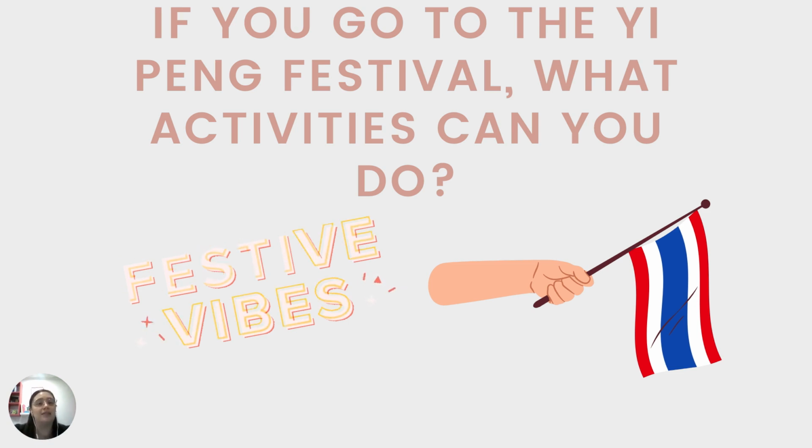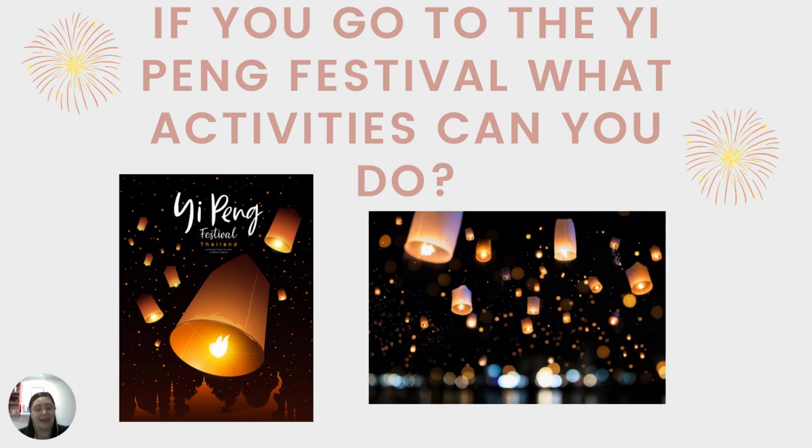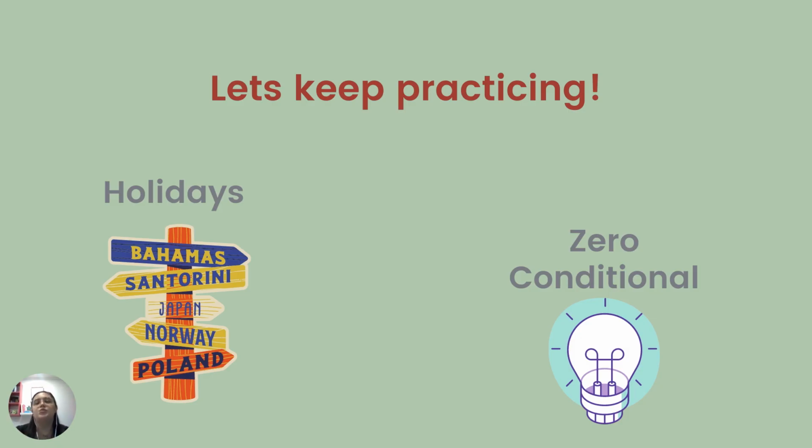Now, the second question. If you go to the Yipen festival, what activities can you do? Let's think about that for a few seconds. Great. Since we have been talking about holidays, celebrations, and festivals, if you go to the Yipen festival, you can see the floating lights and marry the Buddhism. That's correct. Okay, so since we are learning about a new topic, let's keep practicing and using the holidays vocabulary we used during the class. Remember that we have been developing activities about festivities, holidays, and celebrations.